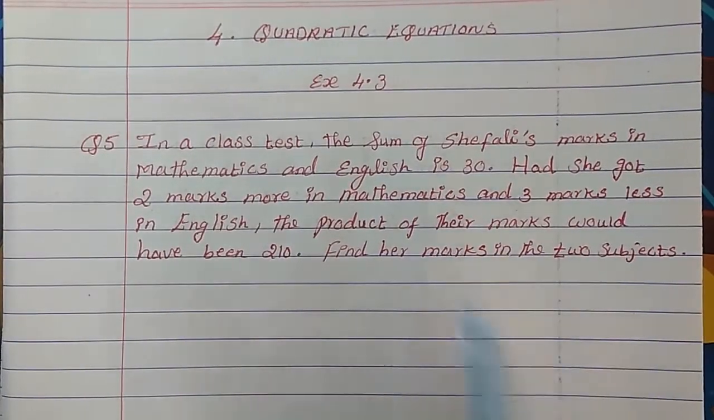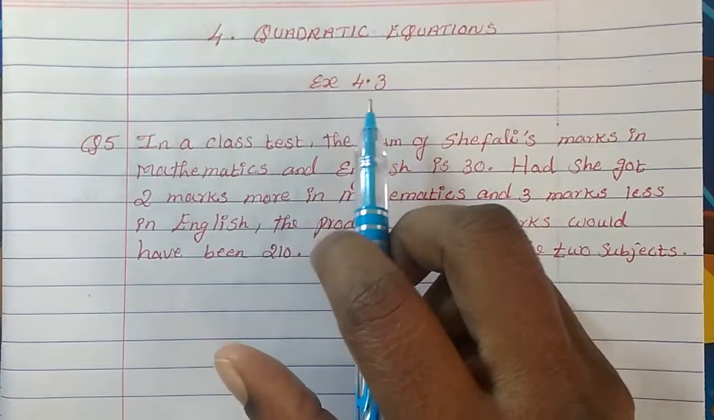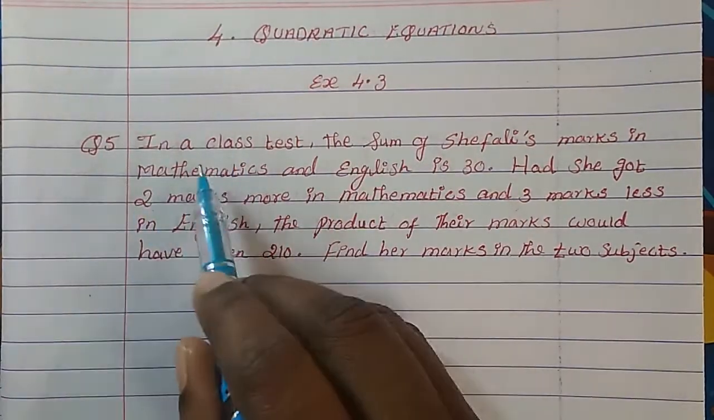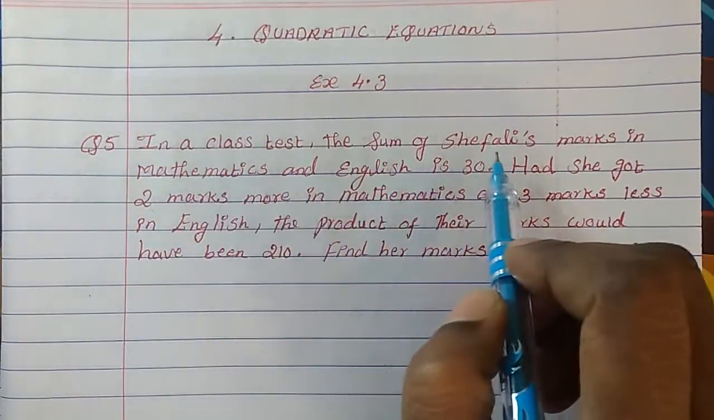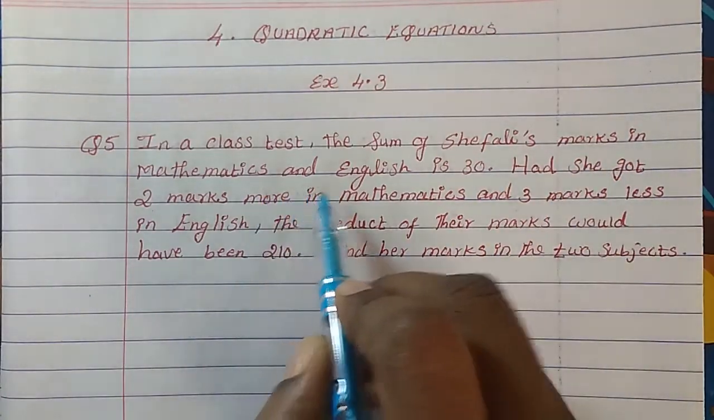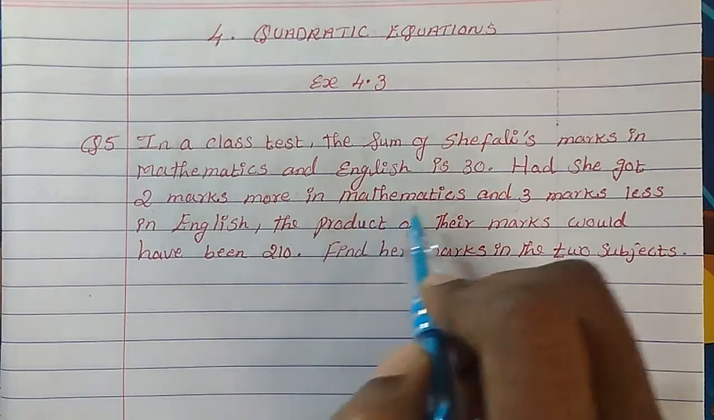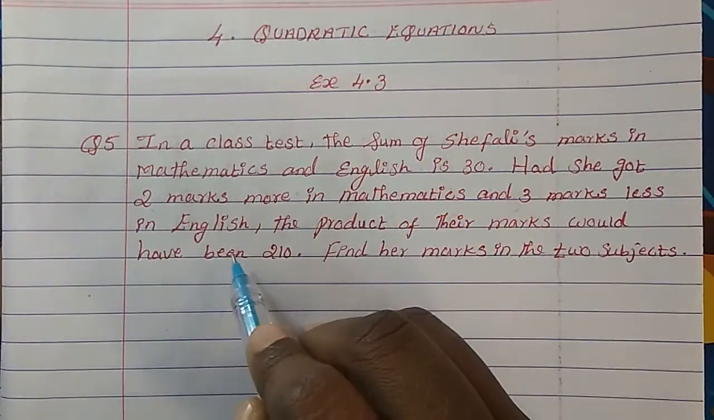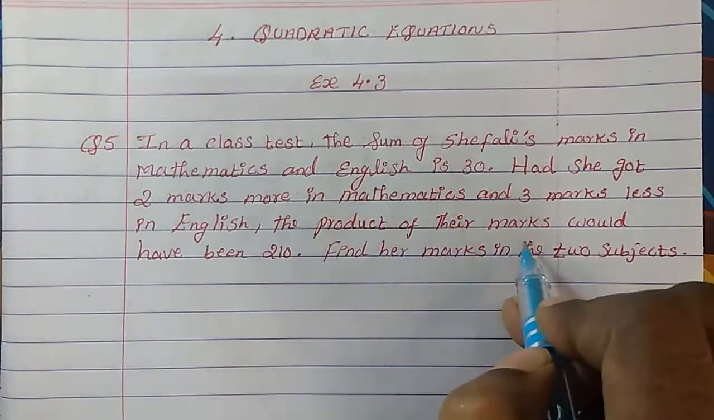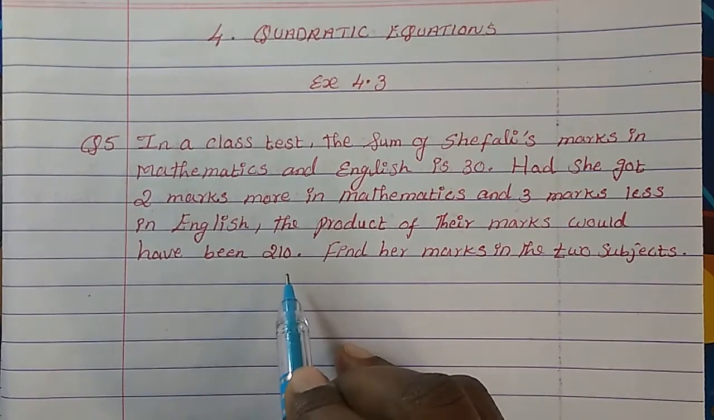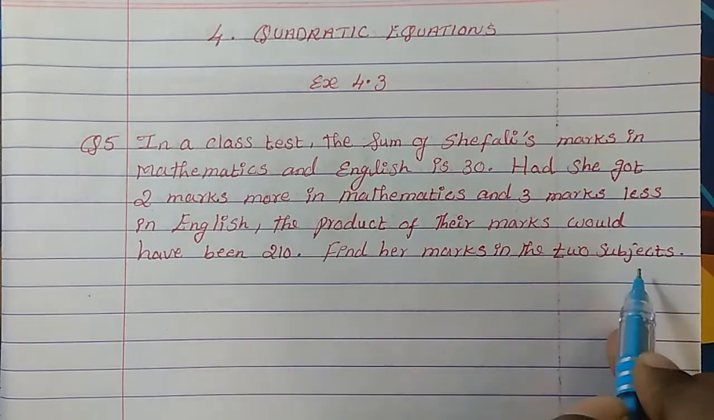Today we are going to study chapter 4, quadratic equations, exercise 4.3, question 5. In a class test, the sum of Shefali's marks in mathematics and English is 30. Had she got 2 marks more in mathematics and 3 marks less in English, the product of their marks would have been 210. Find her marks in the two subjects.